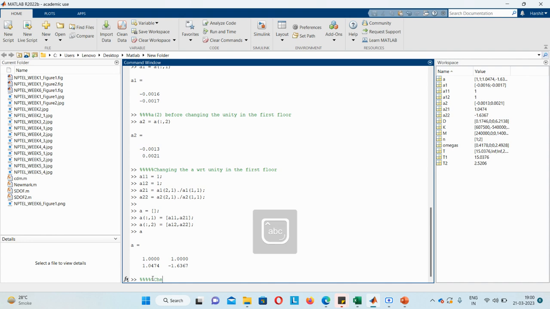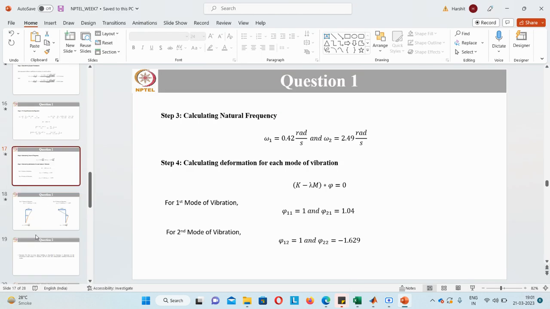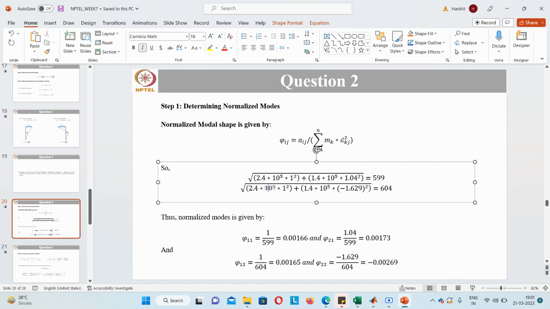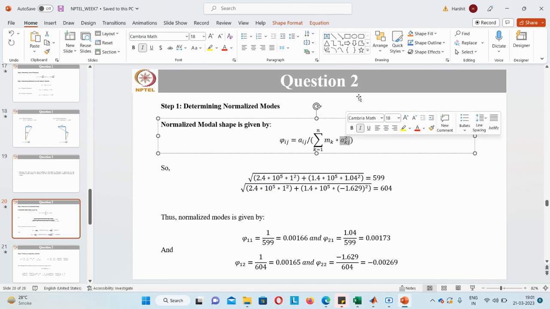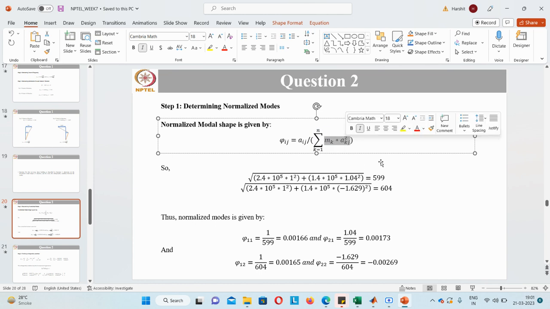Now, how to check the orthogonality condition using MATLAB? So checking the orthogonality condition. For that we need to define phi transpose M phi, so it is A transpose M A. We will define it by A transpose M A. For the orthogonality condition, we first need to obtain this denominator, the normalizing factor. So the normalizing factor is nothing but M times the deformation due to unity. When we assume the deformation as unity, what is the deformation matrix? So M into A square can be written as A transpose M A.